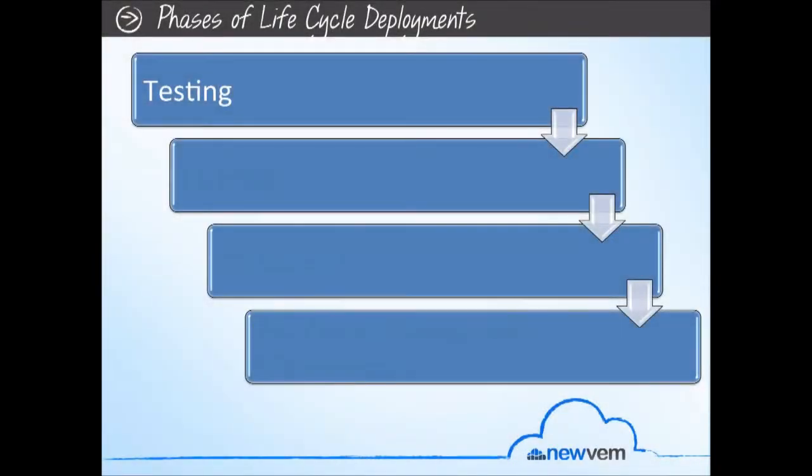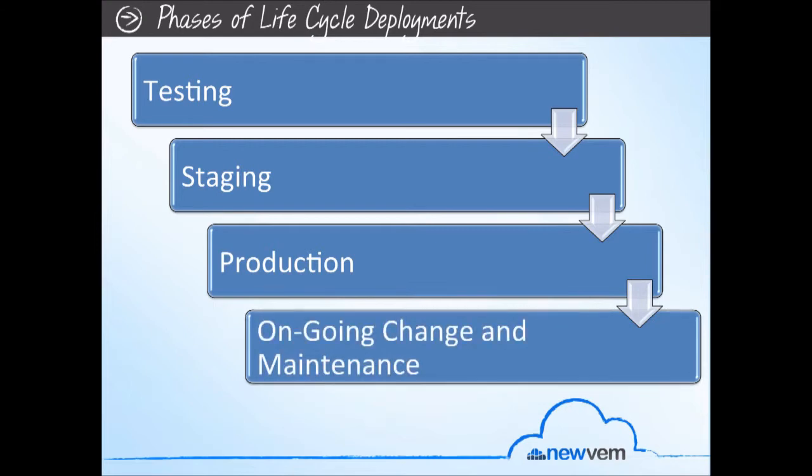We start with the initial testing of an environment. We go through a full block and tackling of operational management and baseline, and then we learn from that and we want to apply it for the next phase of deployment, which is the actual staging of that testing. From the staging, we want to move to production, and from production, we move to the continuous ongoing change and maintenance of a production deployment.